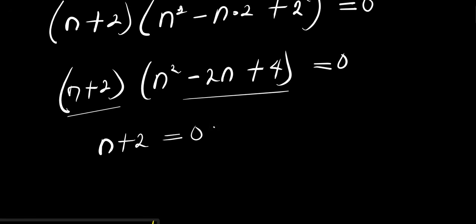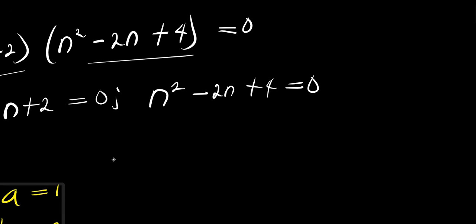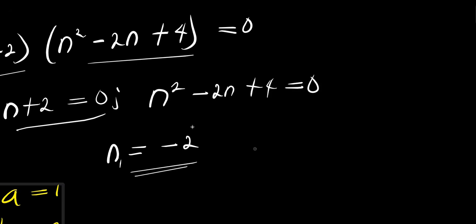Have n plus 2 equals 0. Have n squared minus 2n plus 4 equals 0. So let's solve these two individual equations. We start with this one here. We have n equals -2, that is my n1. To solve this, we need to solve this quadratic equation, and we are going to solve this using the formula method as well.